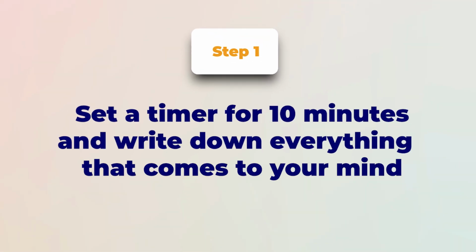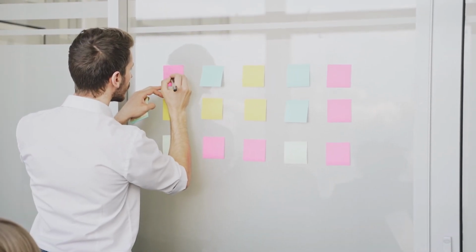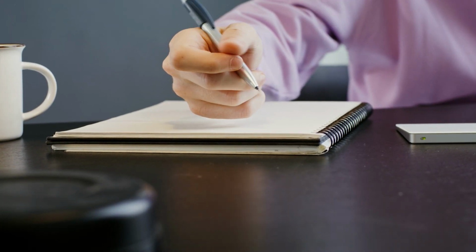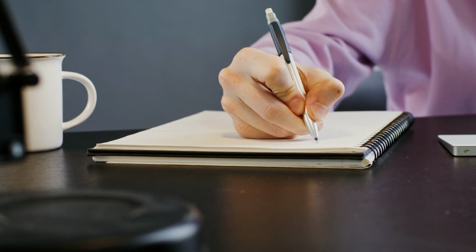Step 1. Set a timer for 10 minutes and write down everything that comes to your mind. Don't worry about grammar, spelling, and structure. Just write whatever pops into your head. It can be related to your work, your personal life, your goal, your worries, your ideas, and anything else. The goal is to get everything out of your head and onto the paper or the screen.